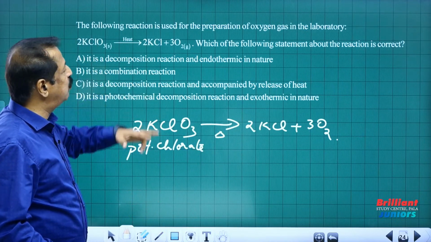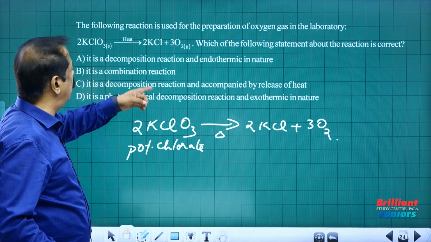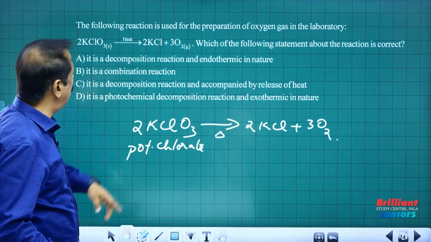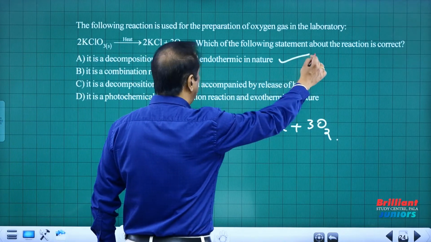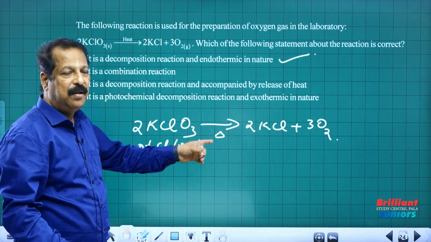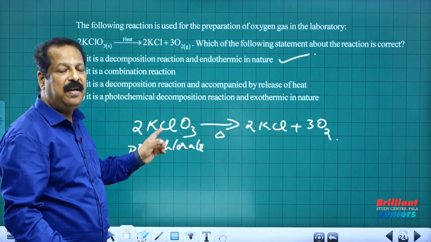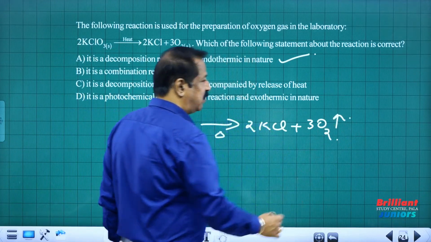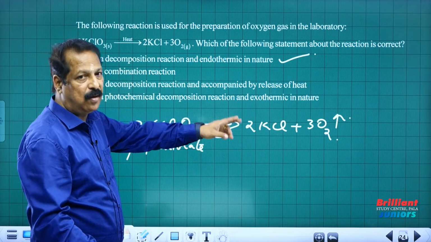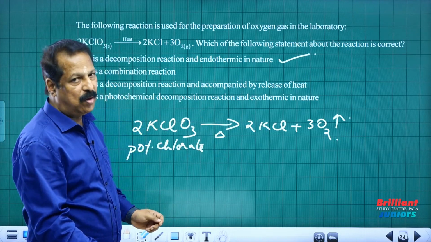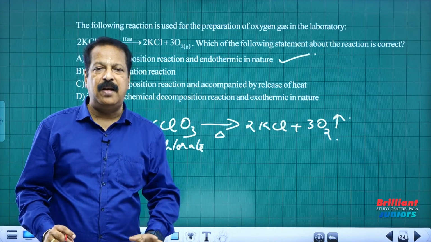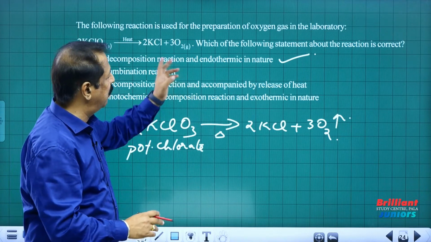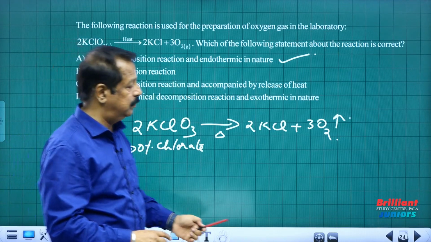So it is a decomposition reaction and endothermic. So the answer is that it is a decomposition reaction and endothermic, because on heating you are getting oxygen. KClO3 decomposed to give KCl and oxygen gas. So KClO3 is called potassium chlorate. It decomposed to give potassium chloride and oxygen. So it is an example of a decomposition reaction, and for this decomposition reaction we have to supply heat. So it is an endothermic reaction. So option A is the answer.